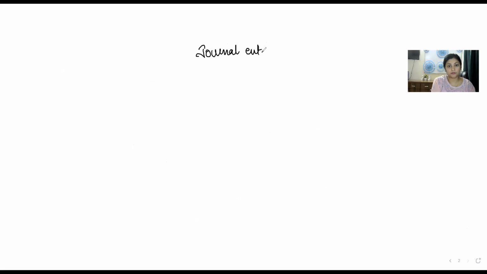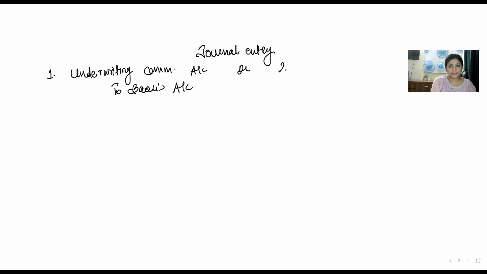I'm not making the format for journal entry this time, but you make sure that you make the format. First journal entry is underwriting commission account debit to Basu's account 27,500, and how did it come? From working note 1. We'll write being underwriting commission due.